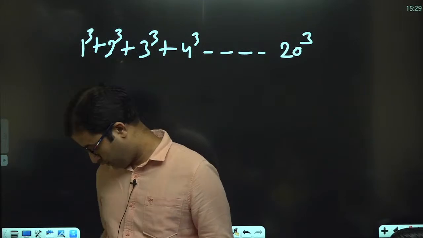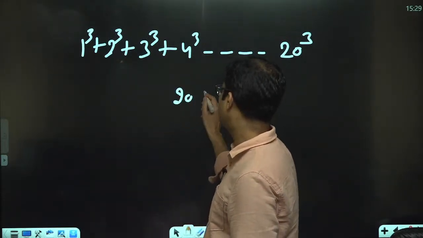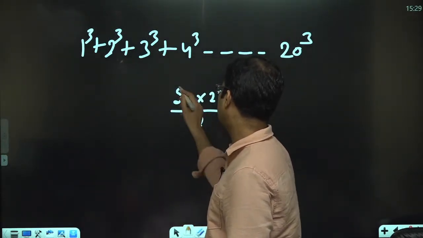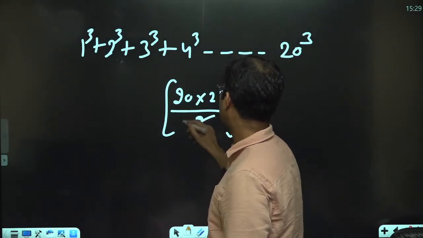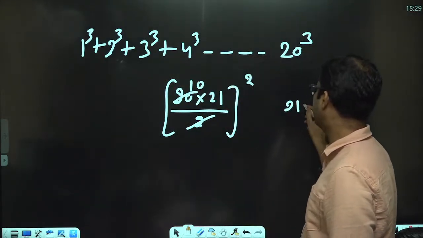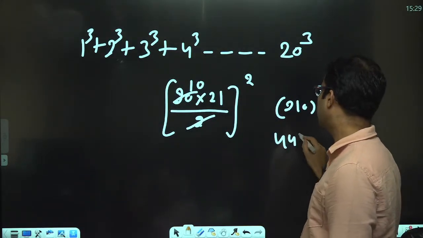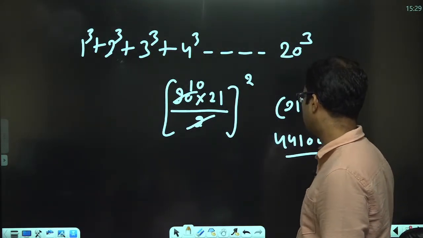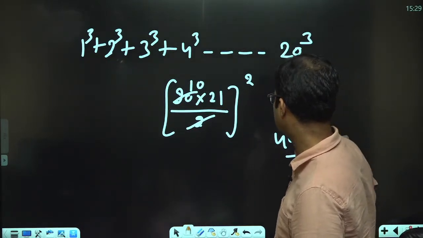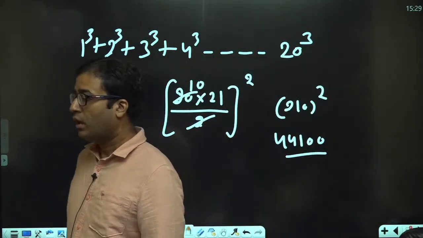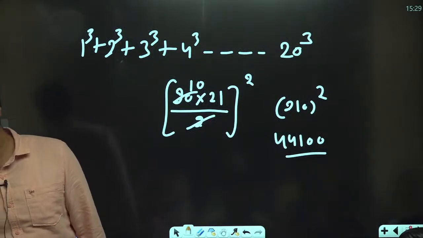Okay, done. This is 20 into 21 divided by 2, whole square. So it is 210 square. What is 21 square? 441 and there will be 2 zeros. 0 और 0 दो बन जाएंगे.